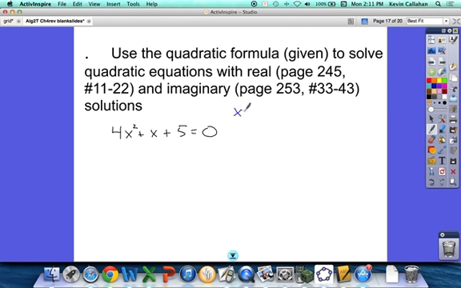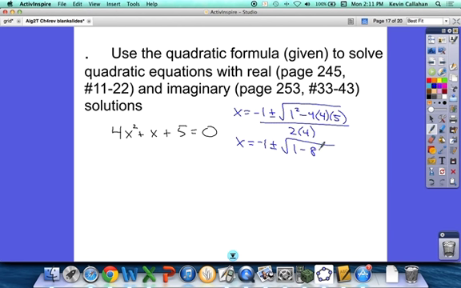So we go x equals negative 1 plus or minus the square root of 1 squared minus 4 times 4 times 5, divided by 2 times 4. X equals negative 1 plus or minus the square root of 1 minus 80, divided by 8. Negative 1 plus or minus the square root of negative 79 over 8.